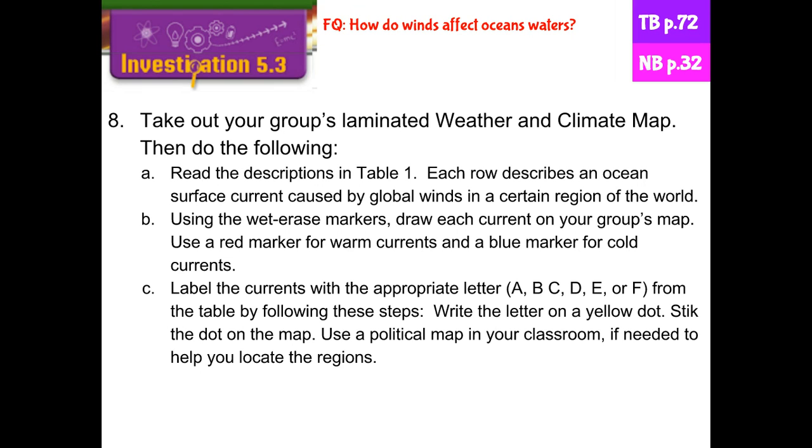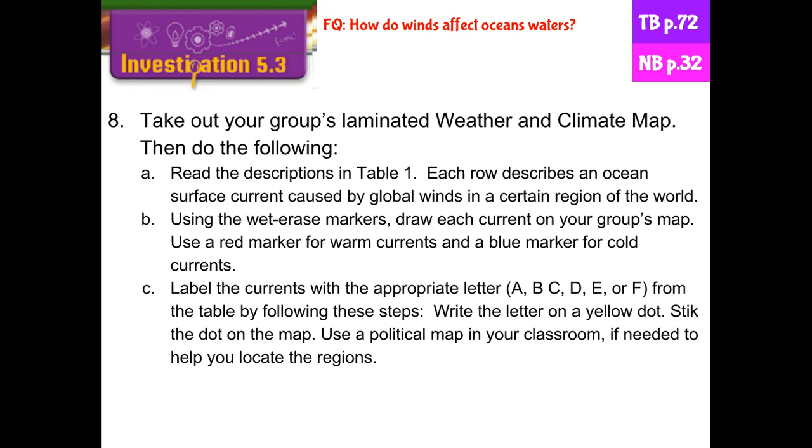You're going to look at your laminated weather and climate maps, and you're going to do the following. You're going to read the description in Table 1, and each row describes an ocean surface current caused by global winds. You use a wet erase marker. We have blue and red markers to draw. Use your red for the warm currents and blue for cold currents. You're going to label the currents on your map.